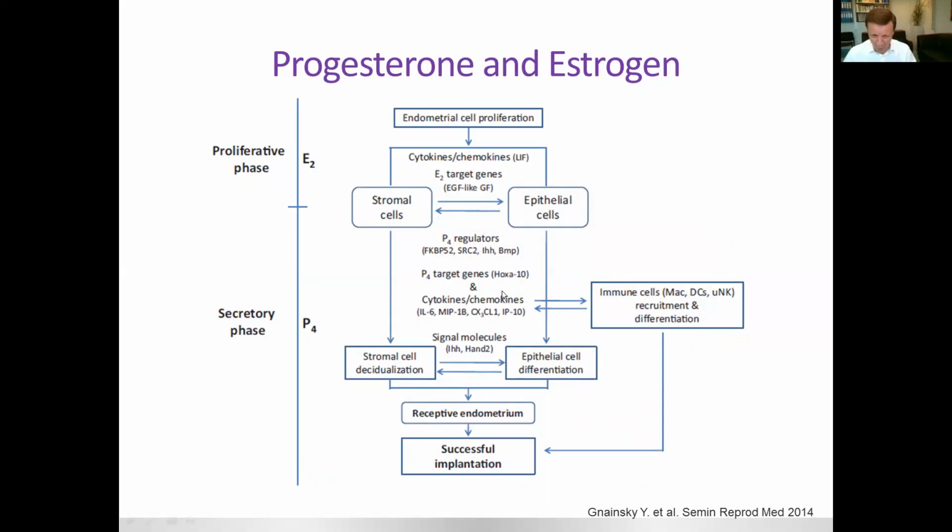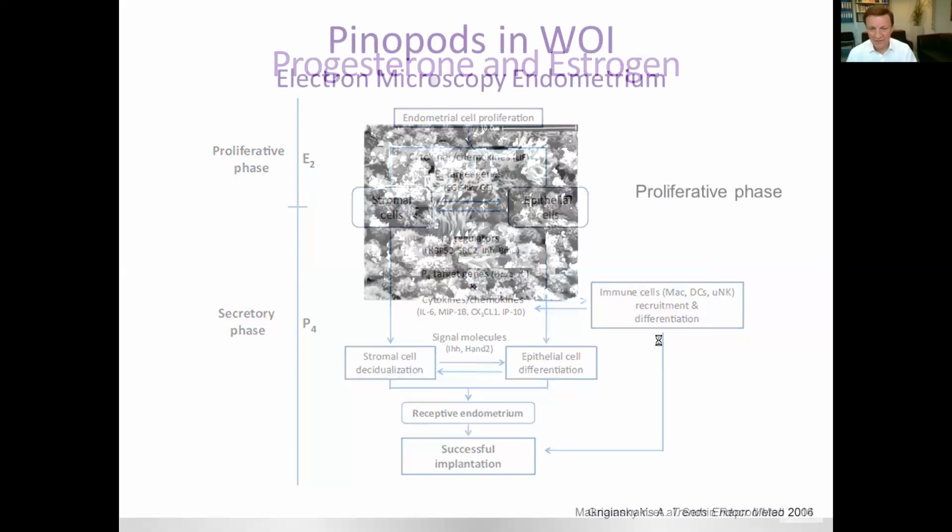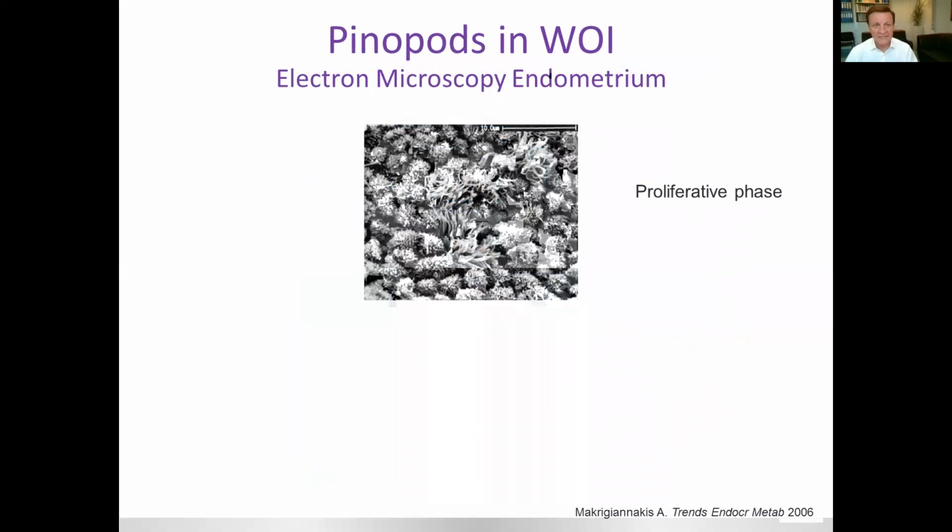And that all leads to specific modification of cytokines, not only within the epithelial cells, but also leading to stromal cell decidualization. And that is important for a receptive endometrium to lead to successful implantation. And as we also know, progesterone has a huge impact on the immune system, which I will come back to later in a couple of minutes.